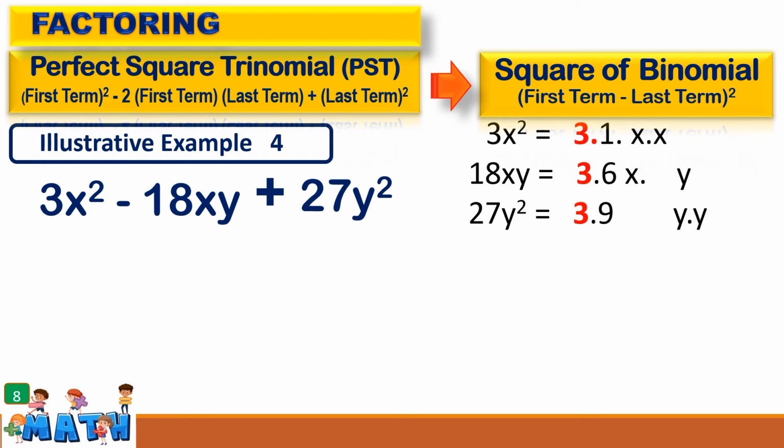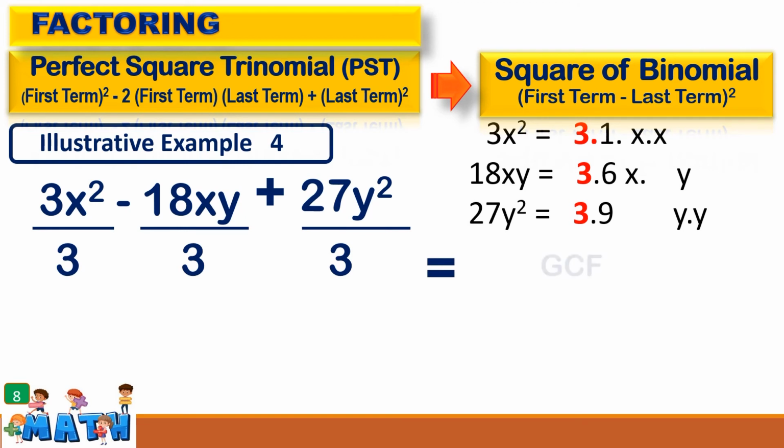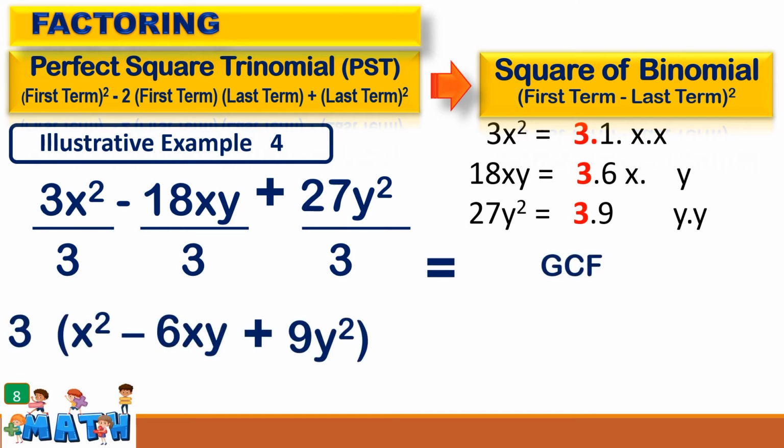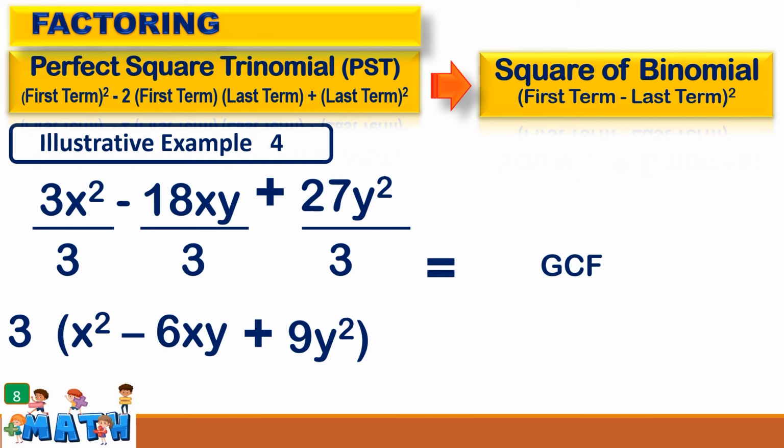18xy as factors 3 times 6 times x times y, and 27y squared can be factored as 3 times 9 times y times y. So what can you observe? We have a common factor which is 3, and we're going to use it as a divisor to reduce the given expression. So 3x squared divided by 3 is x squared. 18xy divided by 3 is negative 6xy. And 27y squared divided by 3 is 9y squared. So we have the factored form 3 times the quantity x squared minus 6xy plus 9y squared using the greatest common factor.